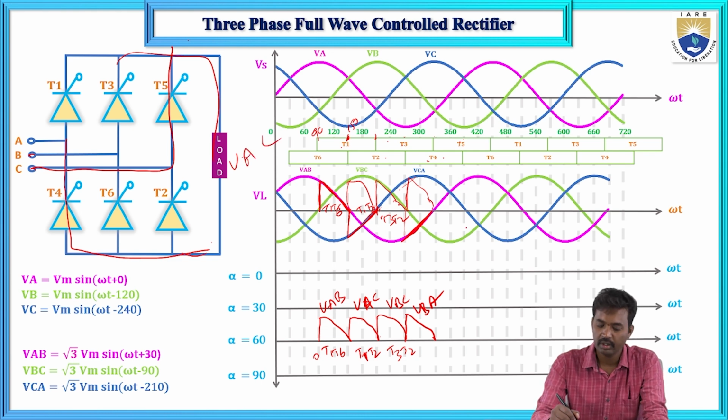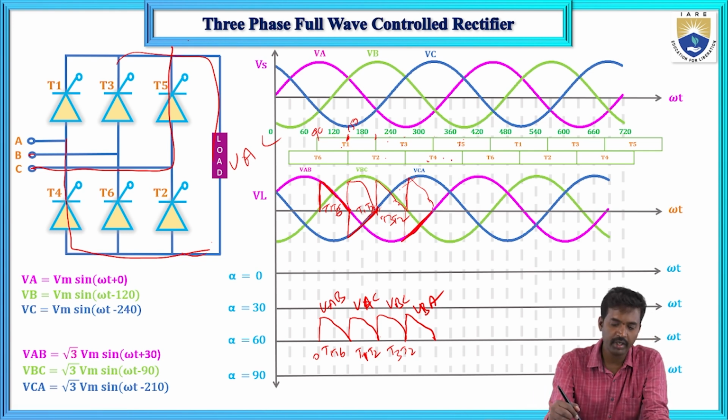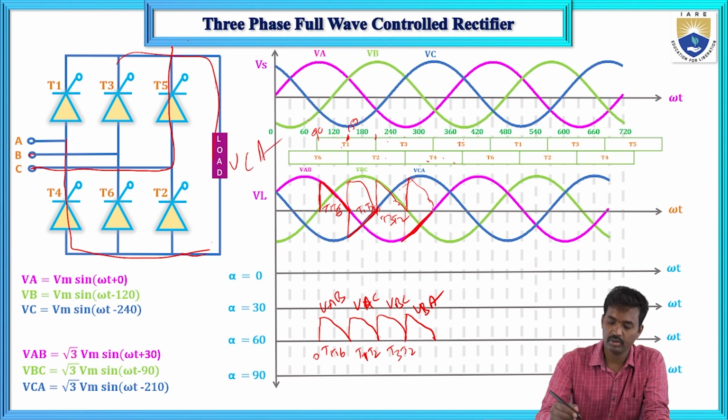VAC means here, this is the VAC, opposite to this one. So now here VAC, this is VA, T5 and T4. T5 is C and T4 is the VA. VCA. VA is not VAC. VCA.